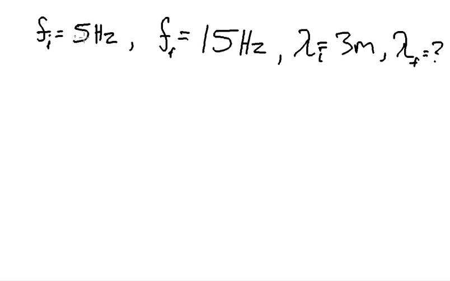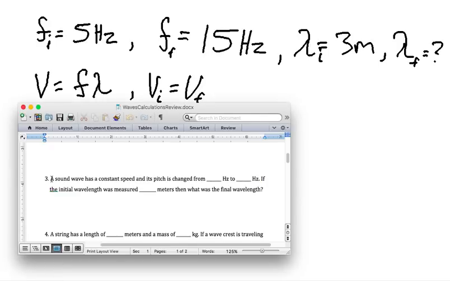Now, we don't have an equation that relates the initial and final frequency and wavelength. But what we do know is that speed of a wave is equal to the product of its frequency and wavelength. And we also know that the initial speed is equal to the final speed. We're told that in the question. This part right here, a sound wave has a constant speed. That right there is the giveaway for how to approach this problem.